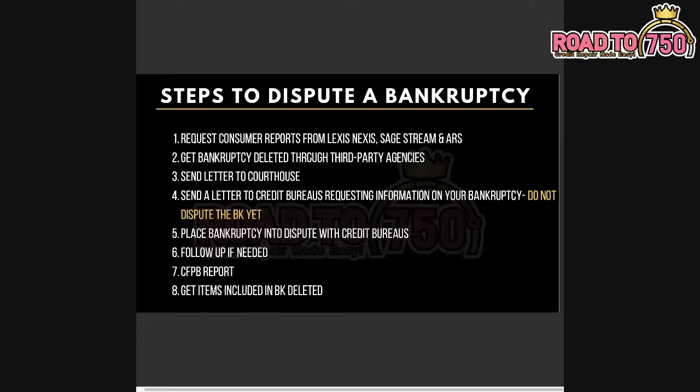Another thing, you can actually write a letter after you get your bankruptcy deleted. Let's say you have 5 credit card accounts that say included in bankruptcy. You're reporting that these items were included in bankruptcy and there's no bankruptcy on my credit report, therefore you need to delete these items. You get a lot of deletions of items that were included in bankruptcies, right?